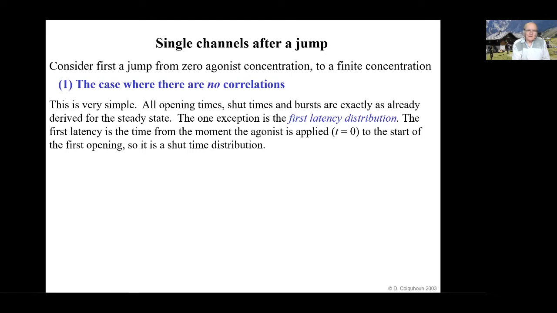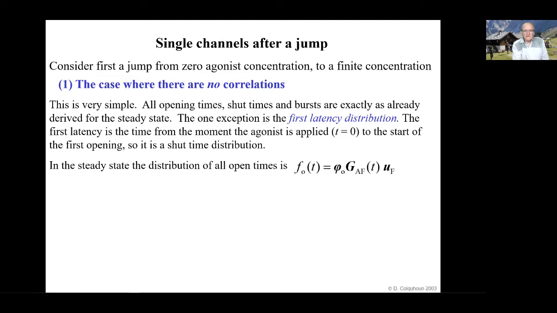It turns out that if the channel doesn't show correlations, which were dealt with in the last lecture, then everything is very simple. All the opening times, shut times, and bursts are exactly as already derived for the steady state case. The only exception to that is the first latency distribution. The first latency is the time from the moment the agonist is applied to the start of the first opening. So it's a distribution of shut times.